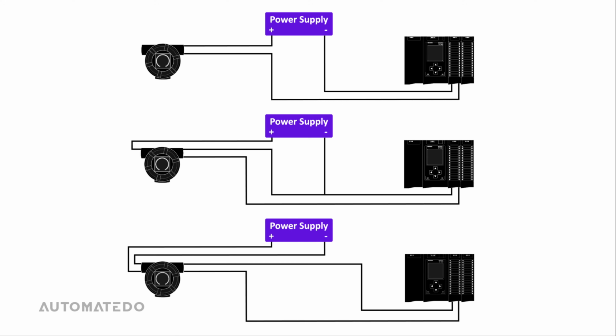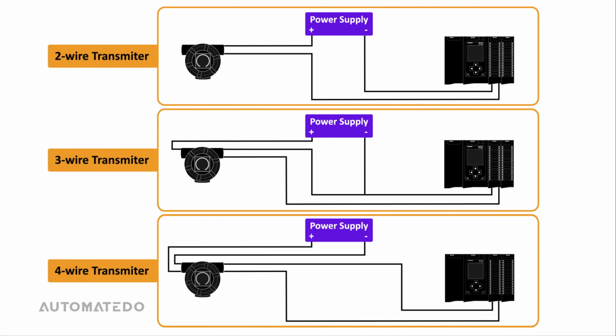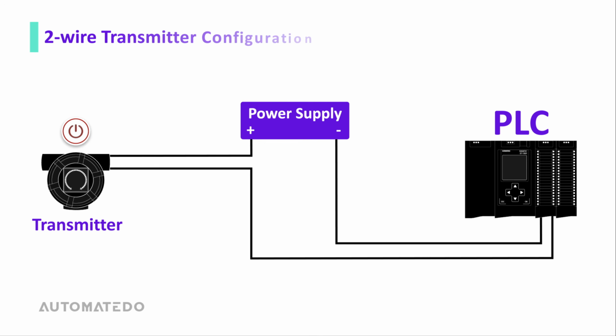Now that you got familiar with 4 to 20 milliamp transmitters, it's time to discuss how to connect these transmitters to the PLC. You should know that several types of 4 to 20 milliamp transmitters wiring exist, and they can be divided into 3 categories: 2-wire, 3-wire, and 4-wire configurations. These current loops have 3 things in common: a transmitter, a power supply, and a receiving device such as a PLC. Let's start with the wiring configuration of a 2-wire transmitter.